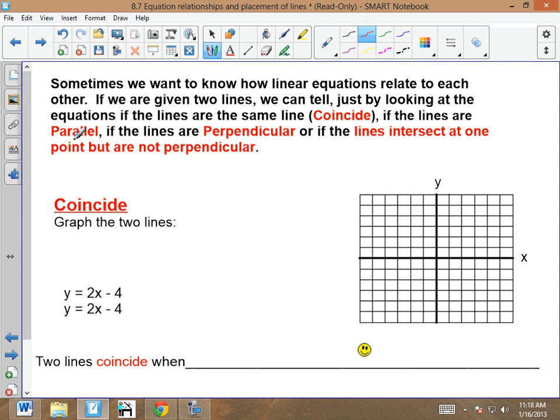Okay, this is memorization. All right, so in class we're going to do a foldable. If you want, you can come in, grab a sheet of paper, and I'll go through how to do a foldable with you. All right, so coincide. Now, we're going to talk about coincide, parallel, perpendicular, but intersect at one point, but not perpendicular.